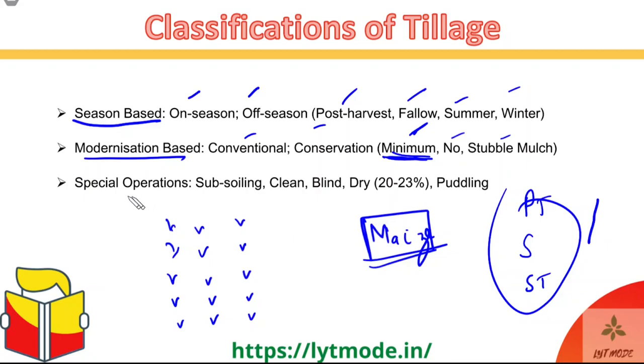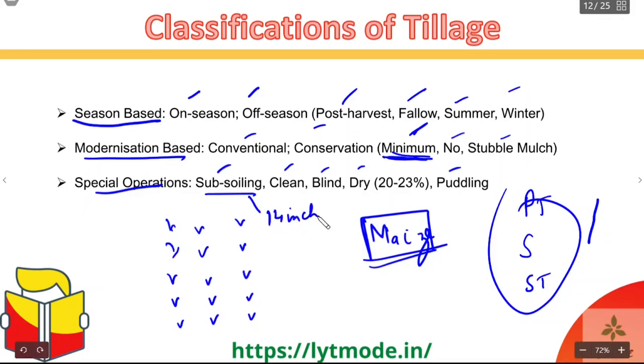All right. Then there are the special operations wherein subsoiling, clean, blind, dry, and puddling, all of these sub-operations are done. So basically subsoiling is nothing but non-inversion tillage, wherein you're going deeper into the soil, at least 14 inches or deeper, wherein you're trying to remove the hard pans from the subsoil.